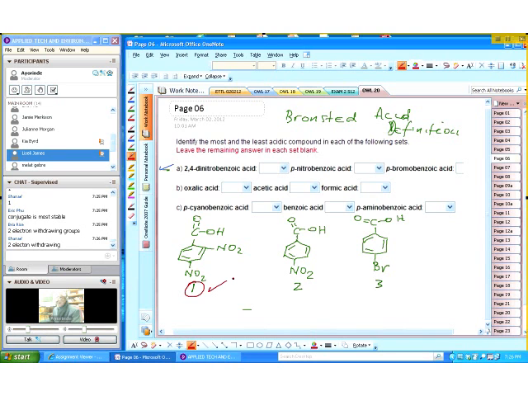Excellent, excellent. Now, which will be the least acidic? That is the question they are asking us. Which will be the least acidic? Number 3. Excellent. That is correct. So this is the least, and this is the most. Okay, very good. So now let us go to the next one.